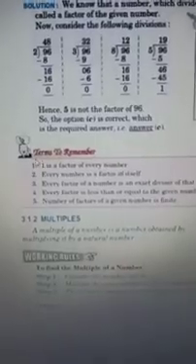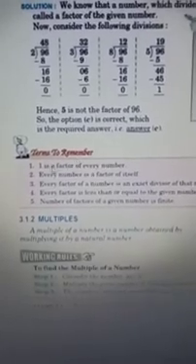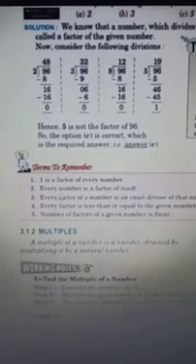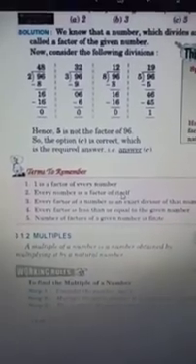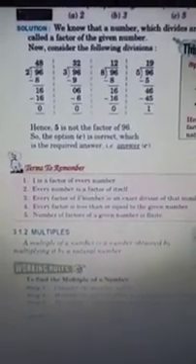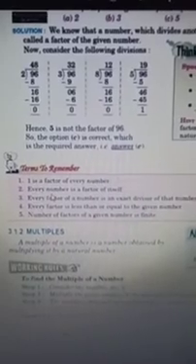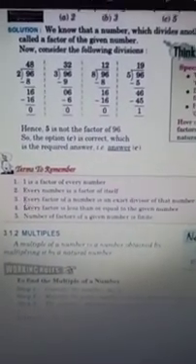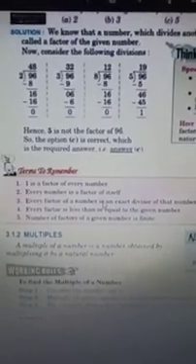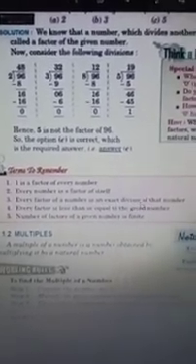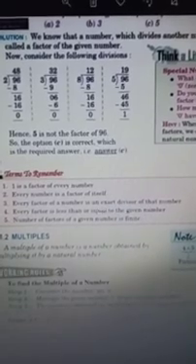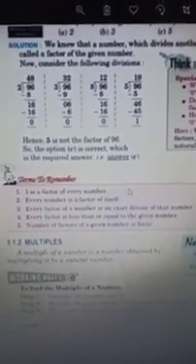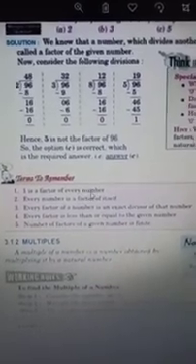Here are some points that we have to remember. First, 1 is a factor of every number. Every number is a factor of itself. For each number whose factors we are finding, the number itself is also a factor. Every factor of a number is an exact divisor of that number. That means when we divide 3 by 3, the number is exactly divisible by 3.